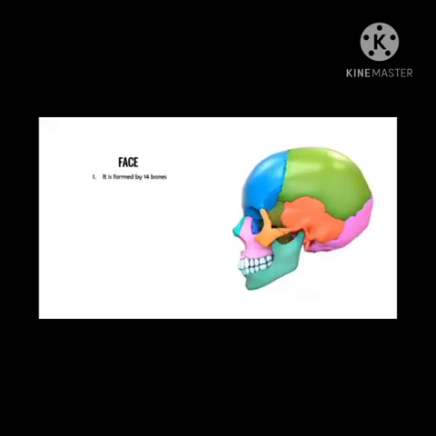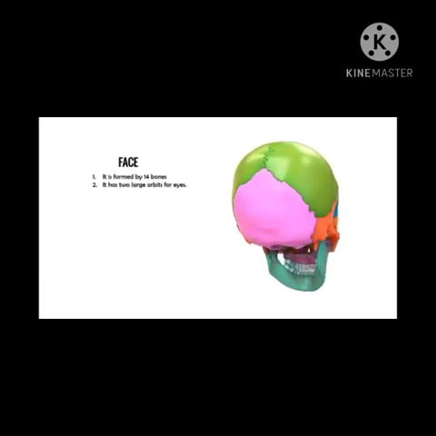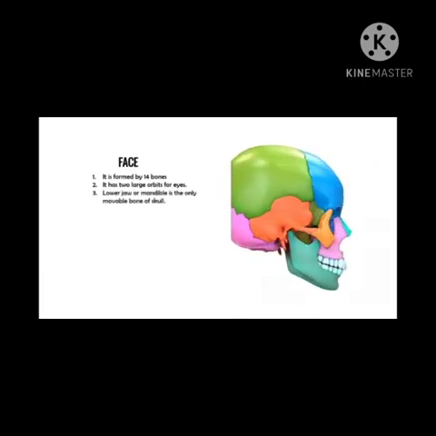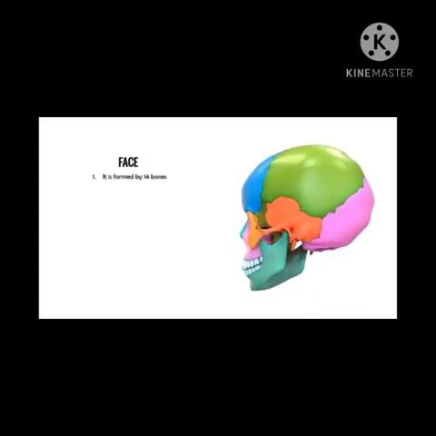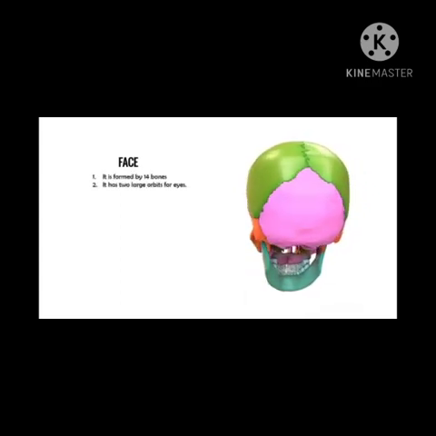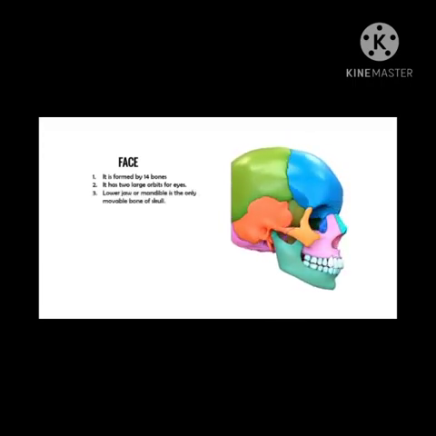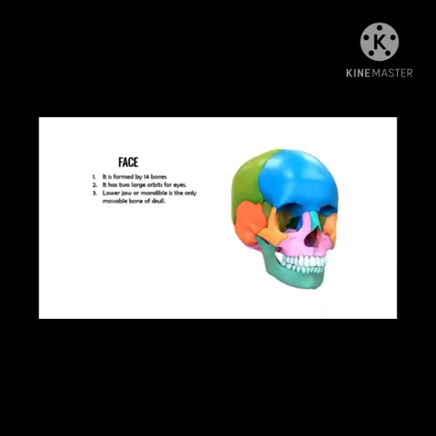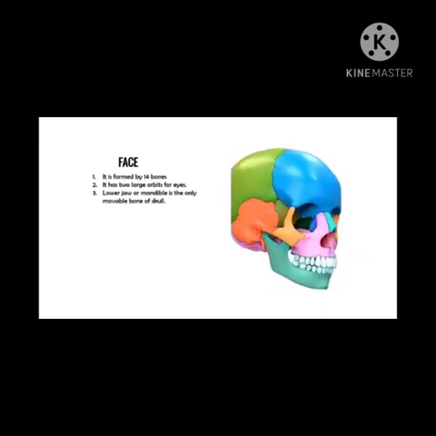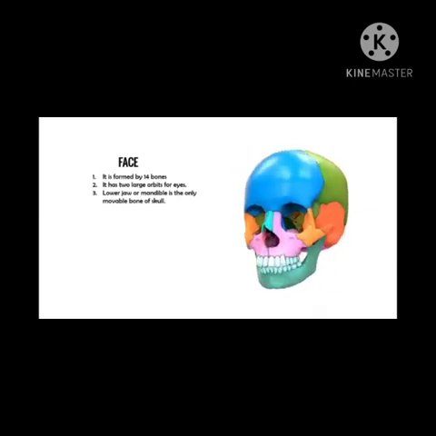Second is the face. The face contains 14 bones. The face bones also form immovable joints, except the mandible, that is your lower jaw bone, which articulates movably, right? The bones of the face support the upper part of respiratory and digestive tract, while face bones also provide sensory capsules for housing the sense organs like your tongue, your eyes, nose, and ear, right?